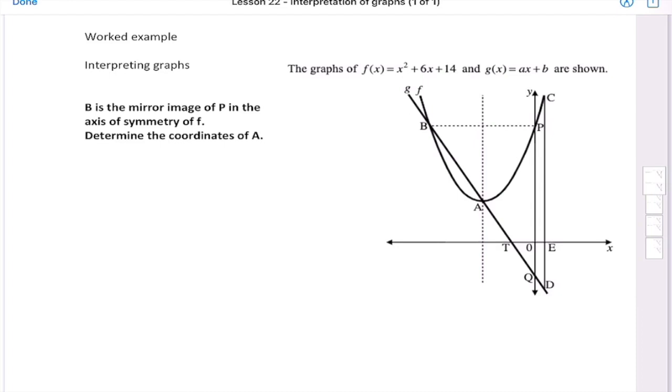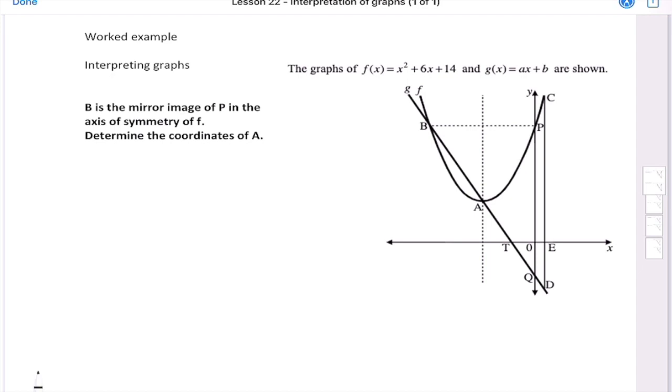Two graphs, f of x and g of x, are given in this diagram. f of x is the quadratic function x squared plus 6x plus 14, and g of x is a straight line given by ax plus b. We are told that B is the mirror image of P in the axis of symmetry of f, and we want to determine the coordinates of A.